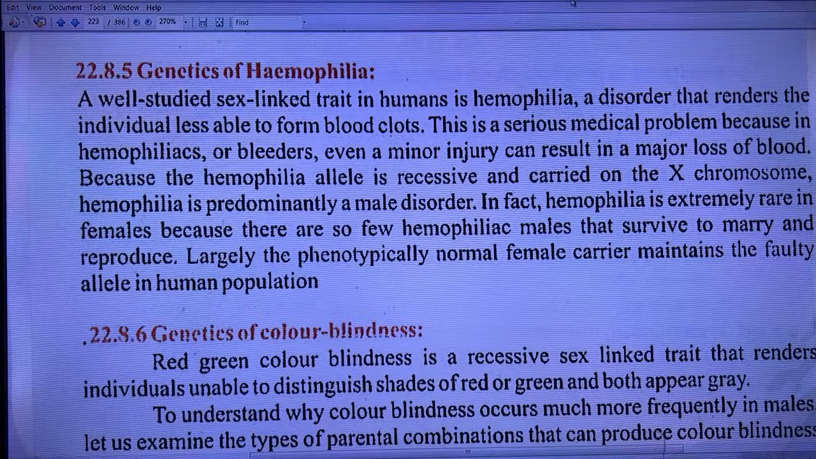Hemophilia is predominantly a male disorder. In fact, hemophilia is extremely rare in females because so few hemophilic males survive to marry and reproduce. Largely, the phenotypically normal female carriers maintain the faulty allele in the human population.